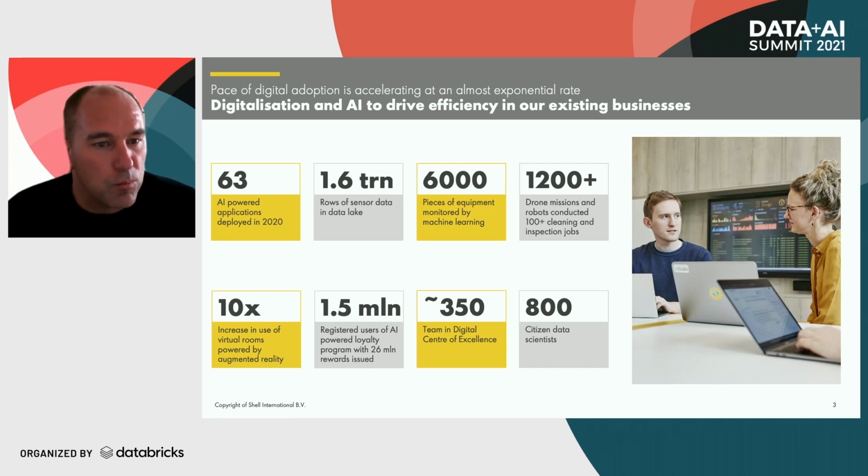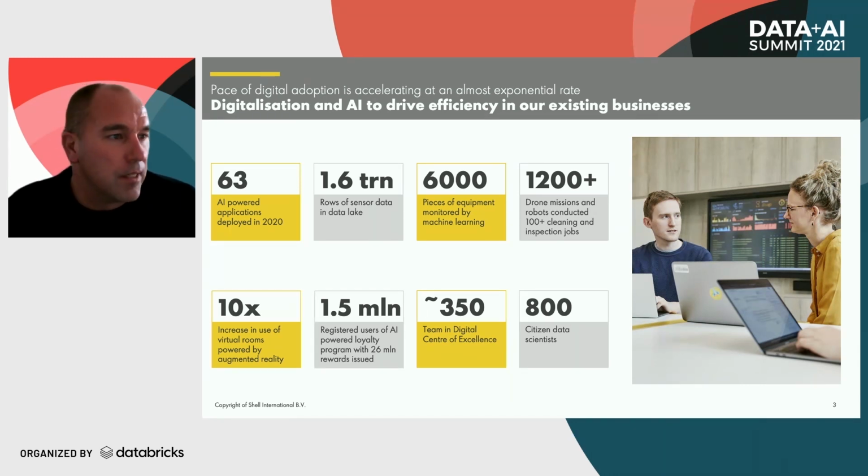In 2020, we had 63 AI-powered applications. We are also ingesting vast amounts of sensor data from our assets; up to date, about 1.6 trillion events have been ingested. We have 6,000 pieces of equipment that are being monitored using AI. We've done over 1,200 drone missions. We have robots capturing video footage around our assets. And we're seeing a 10x increase in use of virtual rooms due to COVID. We have 1.5 million registered users of our Go Plus application, our loyalty scheme.